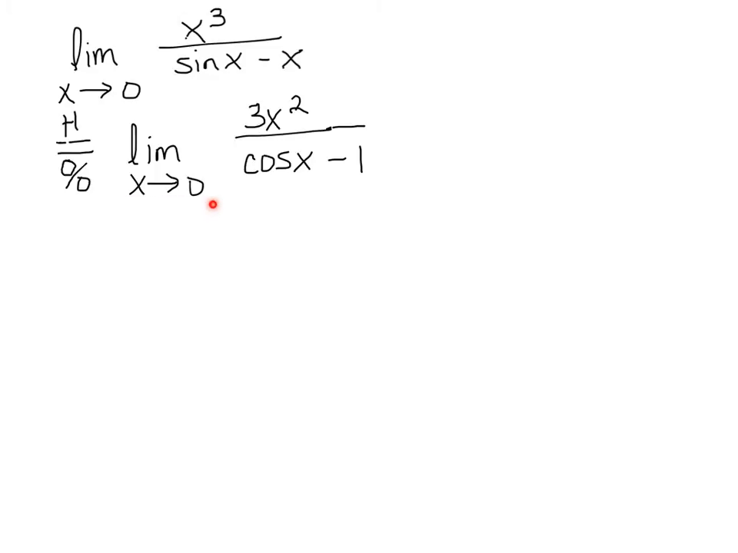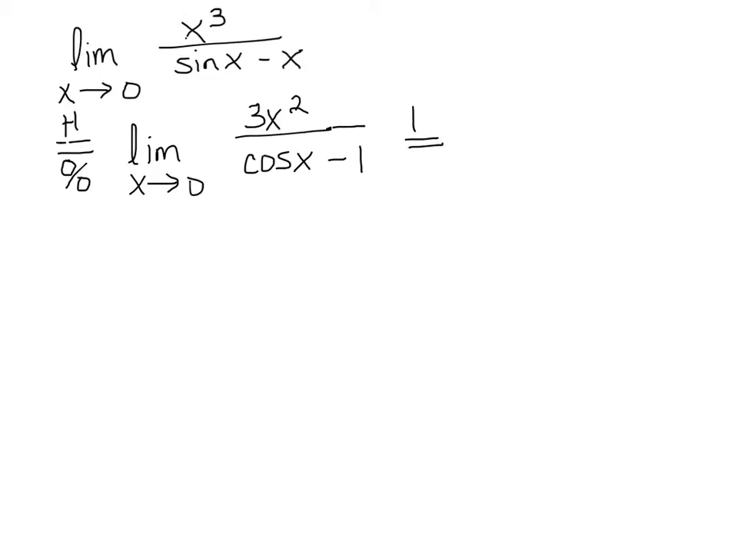As x approaches 0, 3x squared goes to 0. Cosine of 0 is 1. So you have 1 minus 1 in the denominator, which is 0. So again, we have an indeterminate form, so we have to use L'Hopital's rule again.